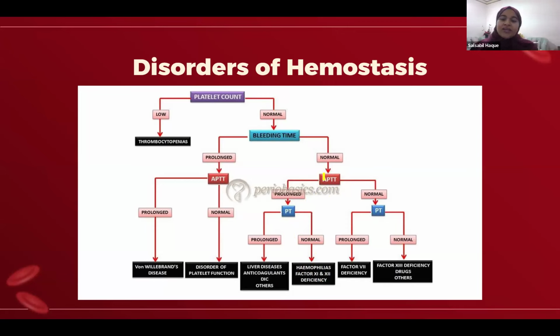Now, on the other side, let's say APTT is normal and PT is prolonged. This means the intrinsic pathway is normal and the extrinsic pathway is affected. The most common factor in the extrinsic pathway that can be deficient is factor 7, so it can be factor 7 deficiency. Now let's say PT is normal and APTT is normal. This could be a factor 13 deficiency or due to drugs or other mechanisms. This means the platelet plug formation is normal, and coagulation is also normal, so you would move on to some other disease, basically. Is this clear?